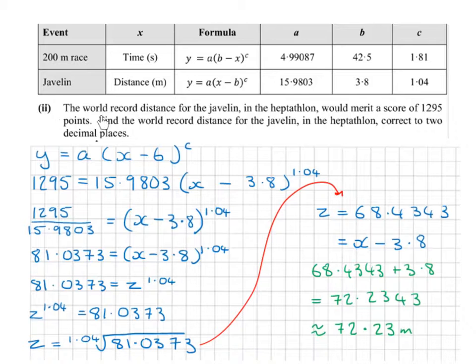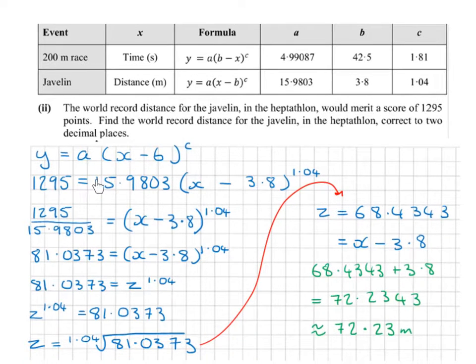Part 2. The world record distance for the Javelin in heptathlon would merit a score of 1,295 points. Find the world record distance for the Javelin in heptathlon corrected to 2 decimal places. So we go to our Javelin formula, which is y equals a times x minus b to the power c. We write it down. We swap the y for 1,295. We swap the a for 15.9803. We swap the b for 3.8. And we swap the c for 1.04. And x just stays as it is because we're trying to solve for x.